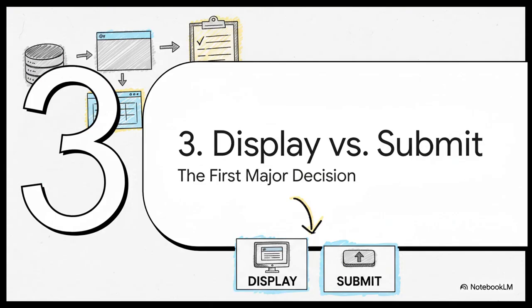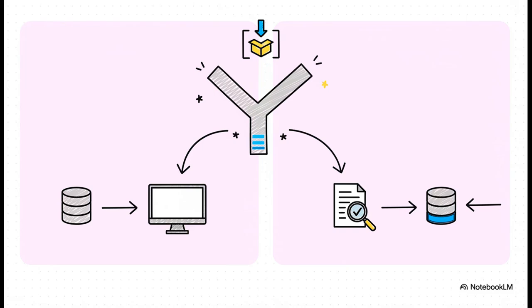Okay, section 3. This is a big one. Display versus submit logic. This is probably the most critical decision the servlet has to make right off the bat. Is this user just asking to look at a form, or are they actually trying to submit new data? Two totally different paths. So right inside its main processRequest method, the code hits this fork in the road. It splits into one of two paths.